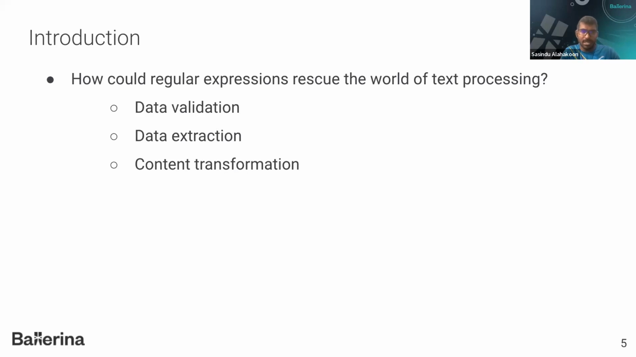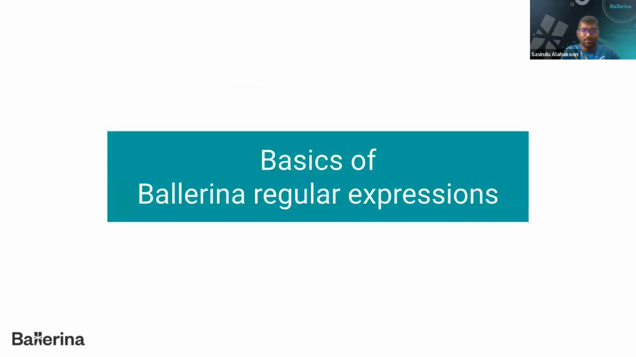Regex finds and replaces text patterns in strings and is widely used in programming languages like Java, Python, and JavaScript. It allows for easy validation and extraction of specific data, while also enabling flexible data conversion to increase efficiency and reduce errors. So we will see how these things are achieved by Ballerina regex in upcoming slides. So first, let's look at the basics of Ballerina regex.